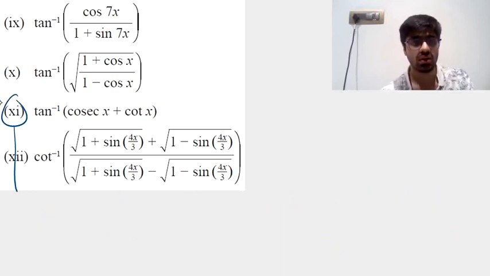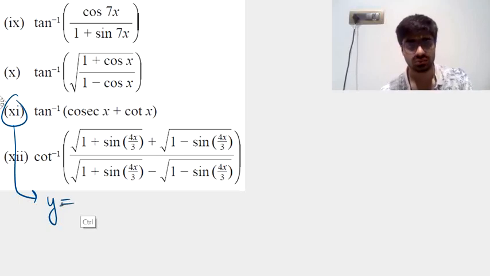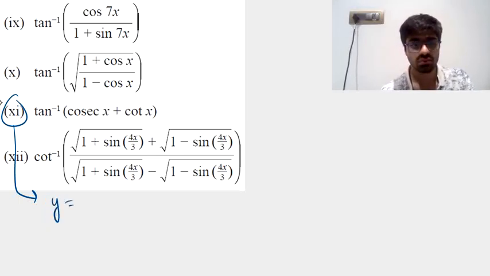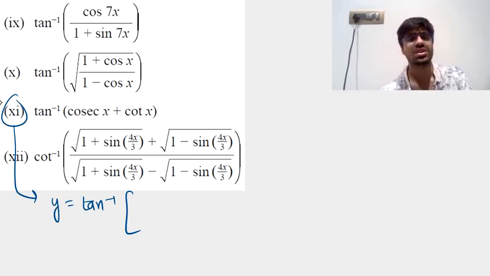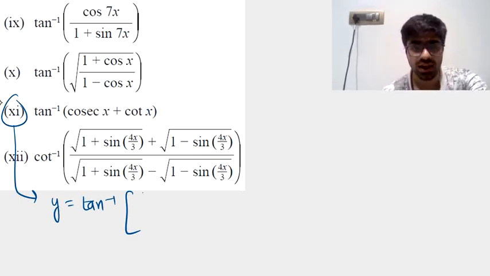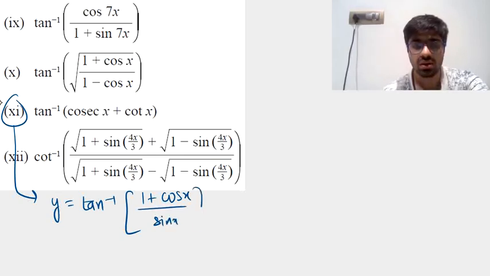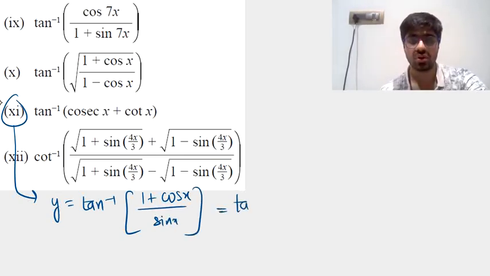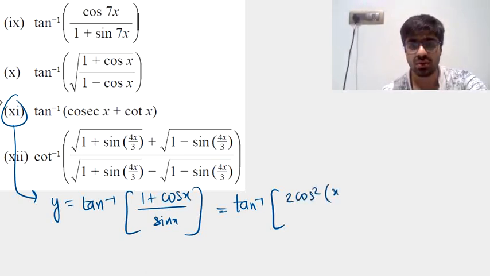Continue with the 9th one. So you have y as the given function, and let's start simplifying that. Cosec x is 1 upon sin x, cot x is cos x upon sin x. So this becomes 1 plus cos x the whole upon sin x. From here on it is just like the previous questions. 1 plus cos x is 2 cos square x by 2. Sin x is 2 sin x by 2 cos x by 2.